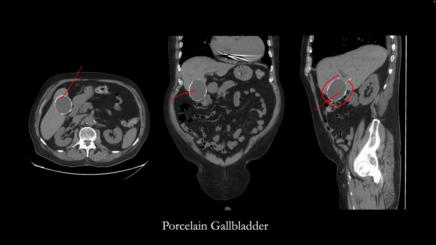Porcelain gallbladder is seen more commonly in older women who have had gallstones and chronic inflammation from gallstones for years, which has led to calcification of the wall. And these patients are also at the risk of developing gallbladder cancer, and so a cholecystectomy is recommended. This gallbladder is full of stones, but the stones are not hyperdense, and so they're not seen on CT. They would be better visualized on ultrasound.